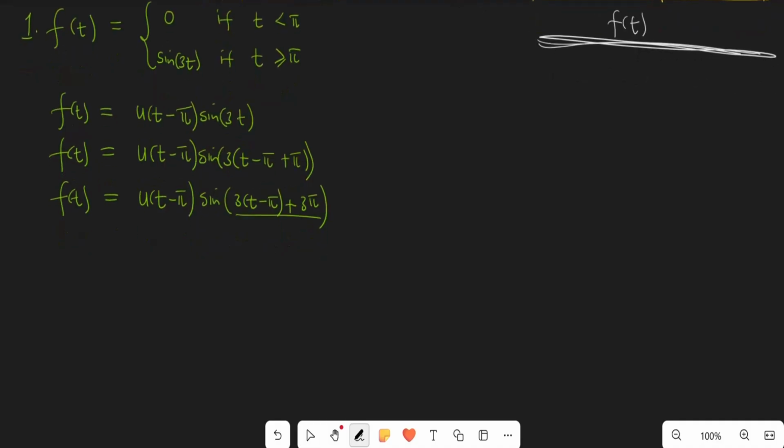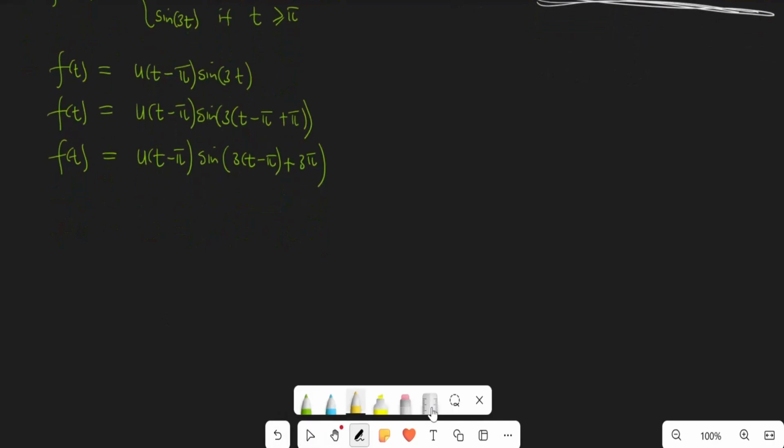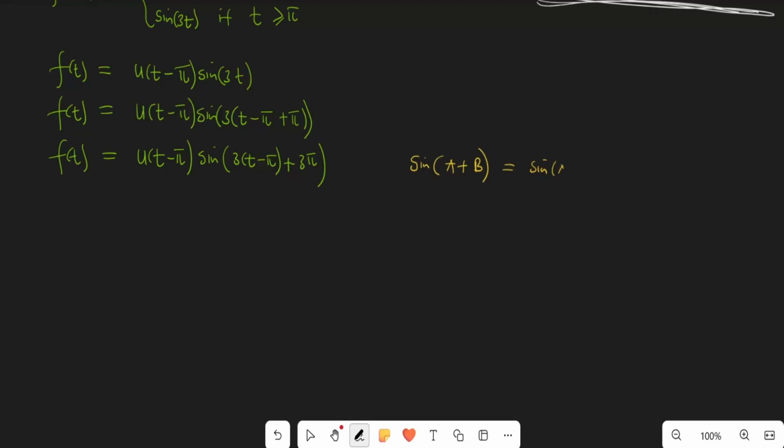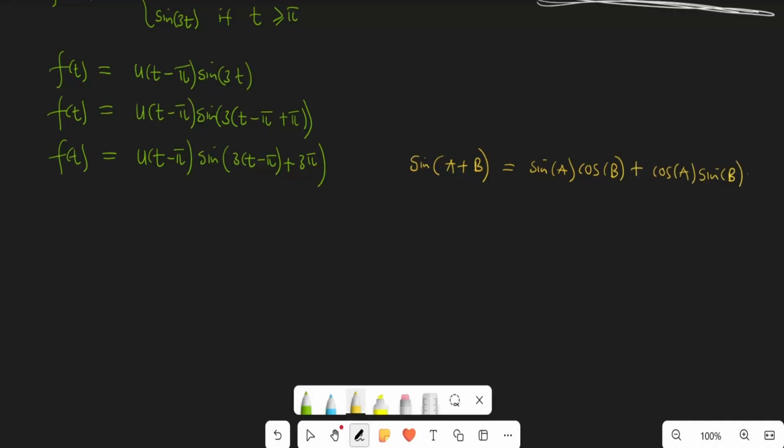So this one is the angle. We have to use the angle addition identity here. From the identity, we know that sine of a plus b is sine of a cosine of b plus cosine of a times sine of b. All right, so now we can use this to expand our function. So this is u of t minus pi.